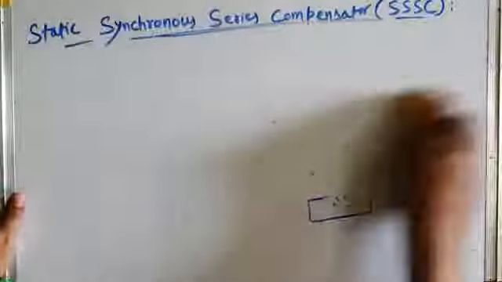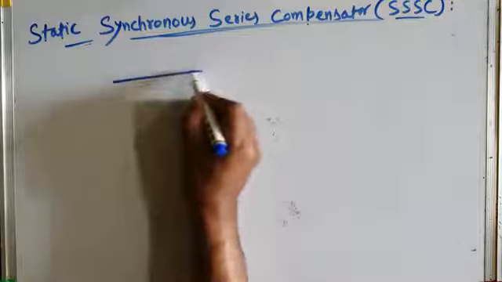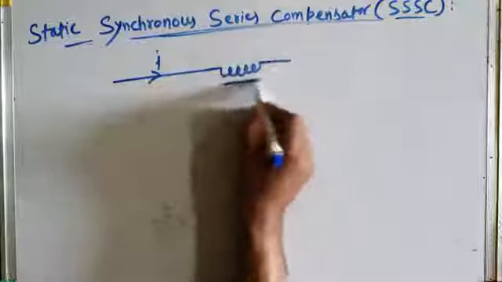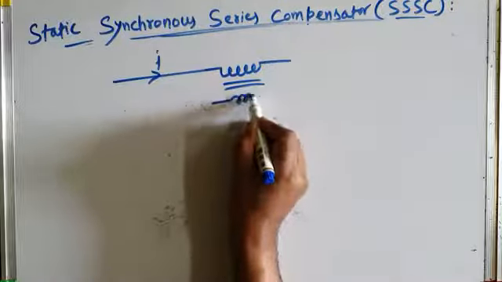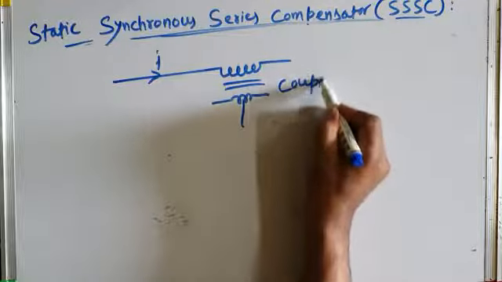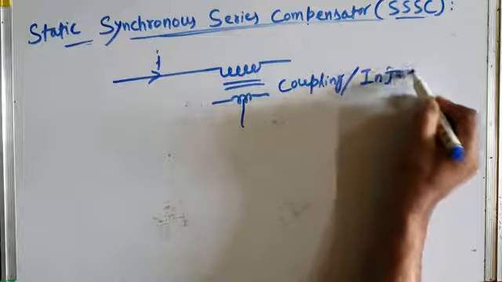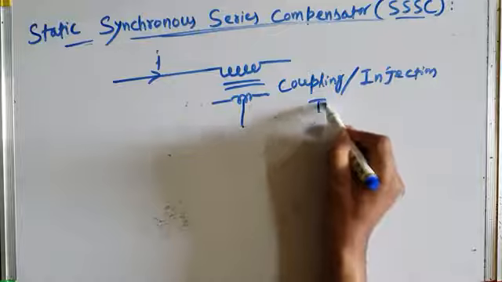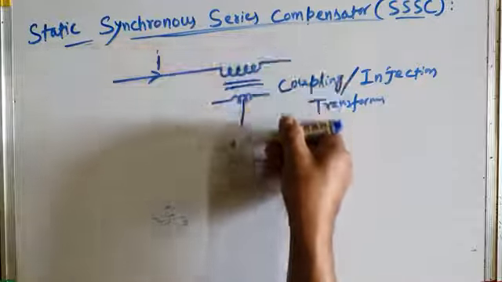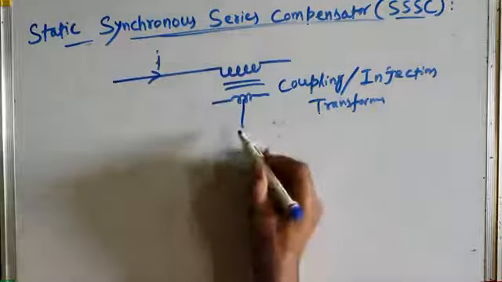So it looks like this. The SSSC is connected in the system like this. This is the transmission line, and this is the transmission line current. Then I have an injection transformer like this, which is also called a coupling transformer. You can call it a coupling or injection transformer. If you move top to down, it is a step down transformer. If you move bottom to top, it is a step up transformer.